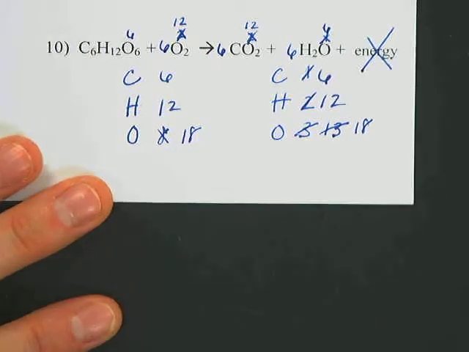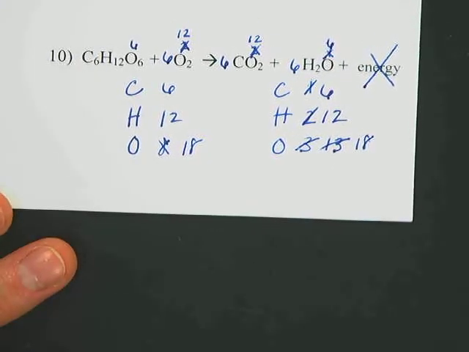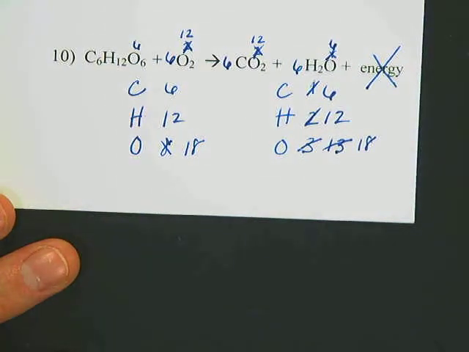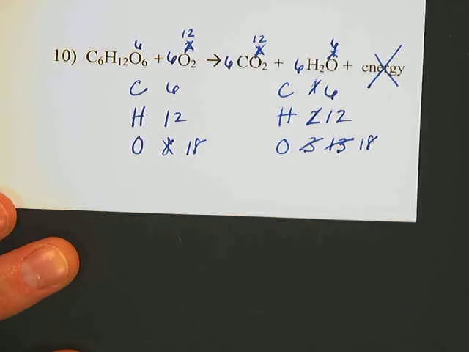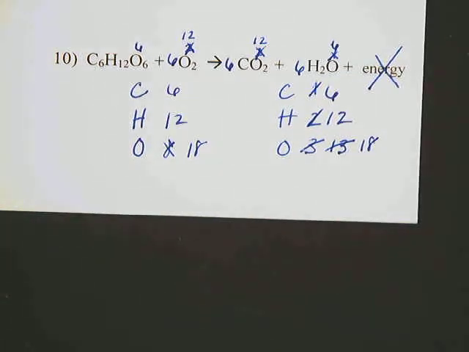So if we need 12 oxygens on this side, the way that we're going to do it is to put a 6 right here, which changes this from 2 oxygens to 12. And then 12 plus 6 equals 18, and we now have 18 oxygen atoms on both sides of the chemical equation also. So this one is now balanced.